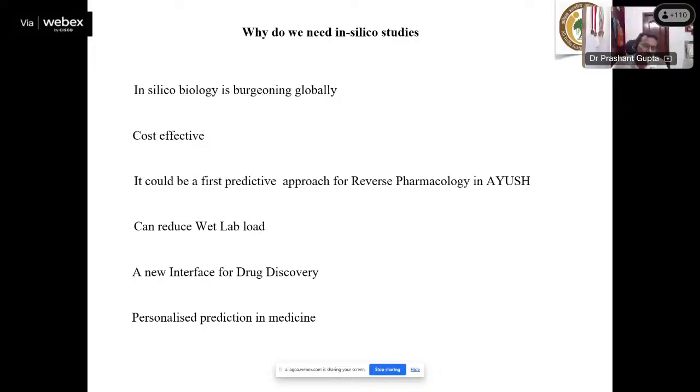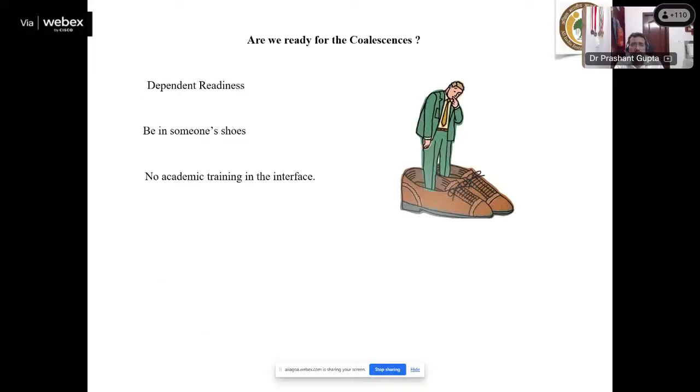Believe me, whether we will do it or not, people are doing it, and one day this treasure of herbs would produce a number of natural, semi-synthetic, and synthetic moieties. Personalized prediction in medicine is also possible. I will not discuss it because it will take another 15 to 20 minutes.